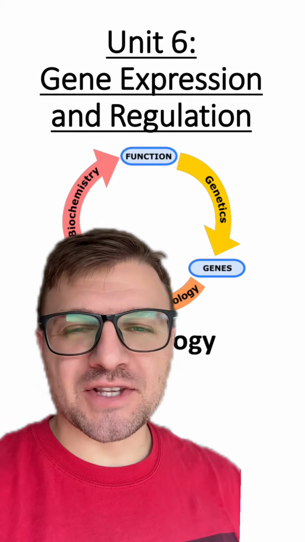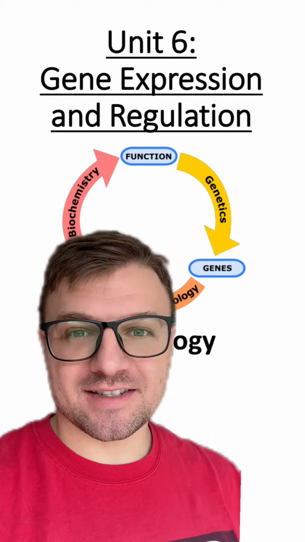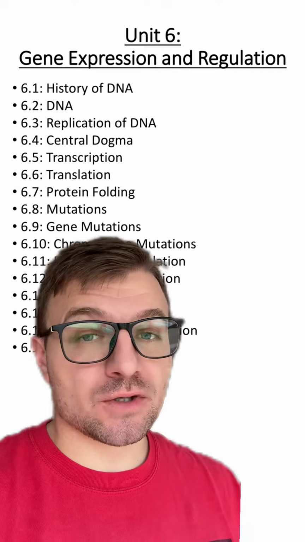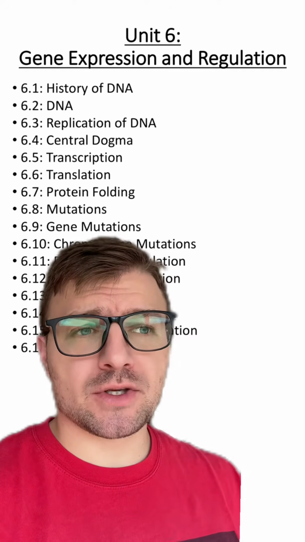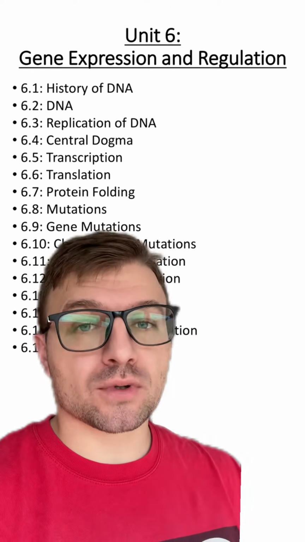Hello AP Biology students, let's go over the 8th section in Unit 6. In this section, we're going to start talking about things called mutations. Now we talked a little bit about mutations when we talked about cancer, but we're going to be talking about mutations in the sense of what they do to protein structure.